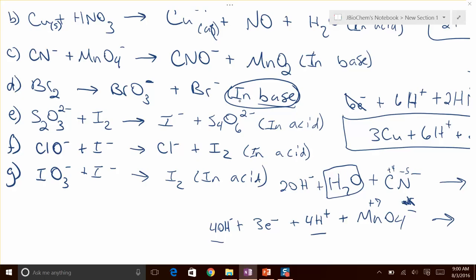This is a basic solution, so I have to add hydroxide to the same number of hydrogens, plus 6 OH minus and plus 6 OH minus. So whatever you want to say, you do on the inside or? For hydroxide.